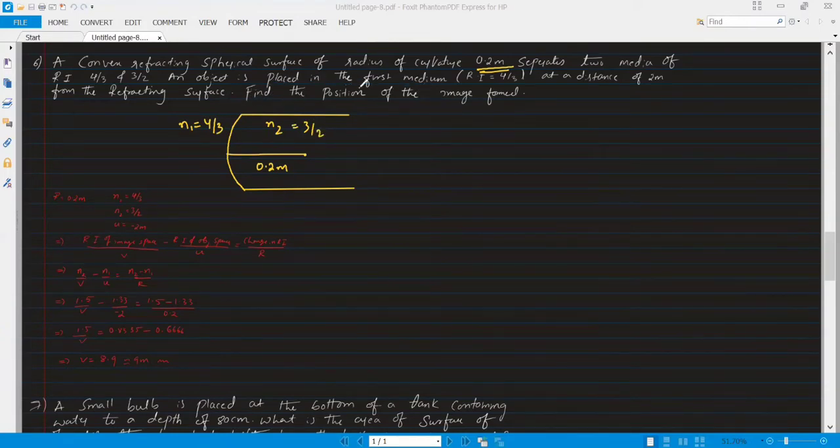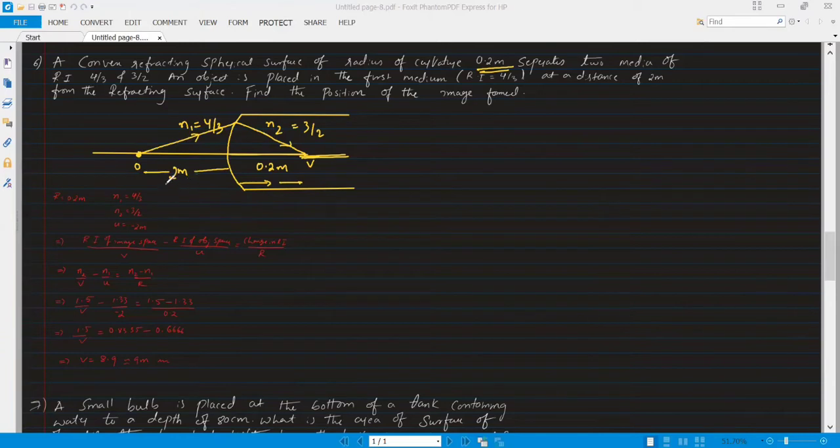An object is placed in the first medium. That means inside this medium, let's assume there is an object. So we'll write like this. Here is the object, the object in the first medium that is having the refractive index 4/3 at a distance of 2 meter from the refracting surface. They have given this distance, that is 2 meter from here to here. Surface, find the position of the image formed. The ray which is going to be incident from here to here will refract and fall here. So this is the position of the image. We have to calculate this one.